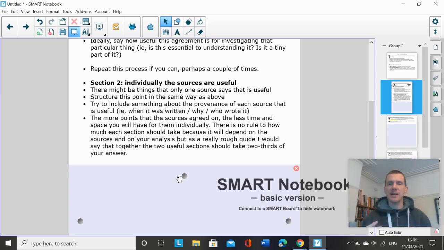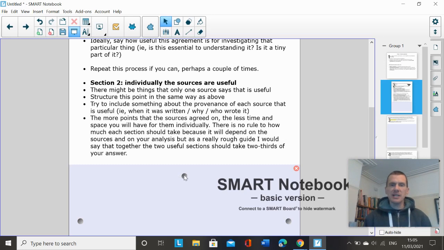The only downside to this, of course, is at the end, you need to explain why they're useful together as a package. Probably in that circumstance, you're going to say they're useful as a package together because they show different things about this particular issue, different perspectives. They talk about different time periods. They talk about different circumstances, perhaps, but explain why they're useful together at the end.